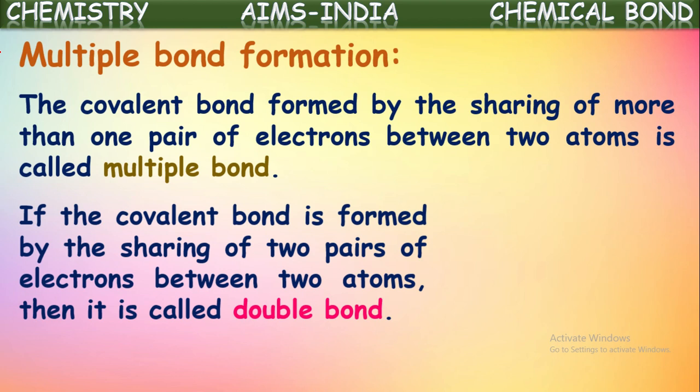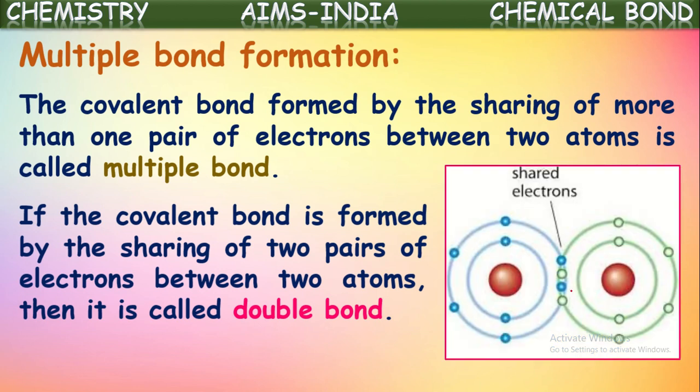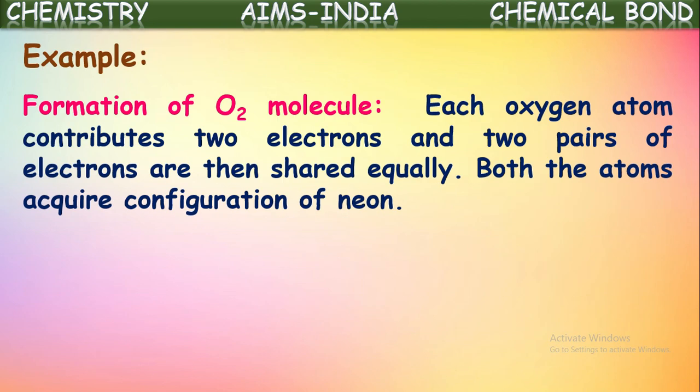If the covalent bond is formed by the sharing of two pairs of electrons between two atoms, then it is called a double bond. See here, when two atoms approach each other, this atom contributes two electrons and the other atom also contributes two electrons. Totally they are sharing two pairs of electrons between these two. In this way, the covalent bond formed by the sharing of two pairs of electrons between two atoms is called a double bond. Okay, let us see an example.